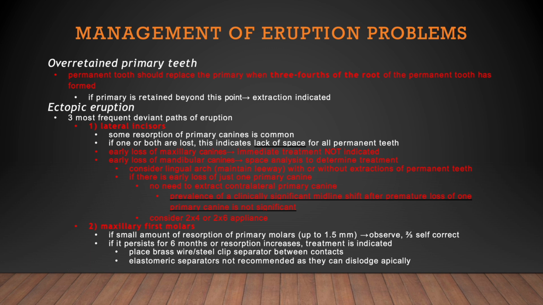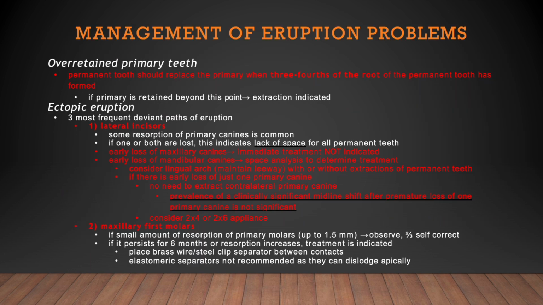One solution for this is placing a brass wire or a steel clip separator between the contacts. Another solution would be elastomeric separators, but this is not entirely recommended because they can be easily dislodged apically and cause some gingival inflammation on the patient.